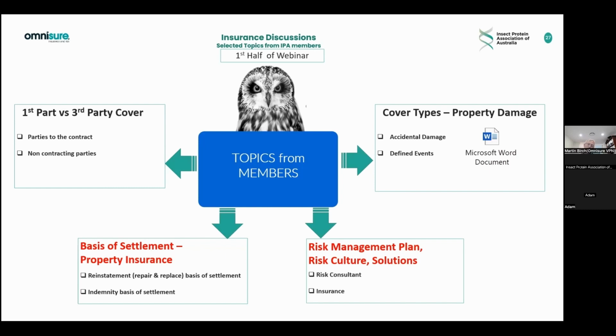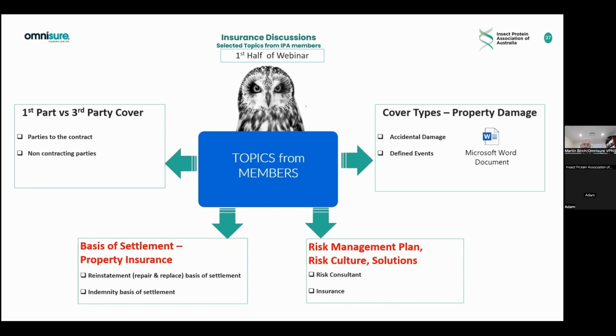Until now, we've been speaking about the quotation part of the value chain, but now we're looking at claims. What happens when a claim occurs? How are you going to be indemnified? I think it's important to point out that there is a principle of insurance. It's called betterment, and it basically says insurance is there to put you back into the position that you were before a loss, not into a better position.